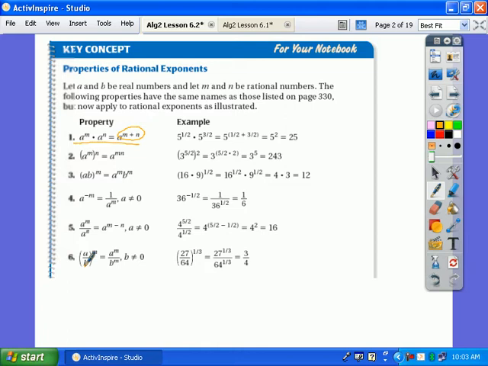Okay. Probably the property that's going to get used a lot by the end of this section is this one, and we're going to go backwards. So I'm going to have a to some power m, and I'm going to have a different base b to also the same power m, and so we're going to rewrite it as a times b to the mth power. Okay, we're going to be using that property a lot.